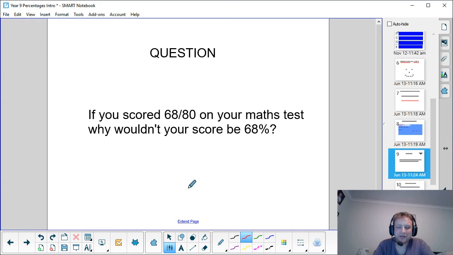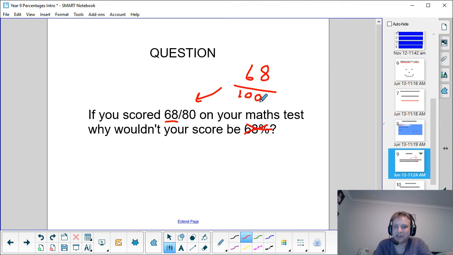Right, so as I was just saying, percentages are really good at taking fractions that are different, or things that are out of different amounts, and turning them into something we can understand better. So a question would be, if you scored 68 out of 80 on your maths test, why don't you get 68%? We got 68 marks. Why isn't it 68%? Of course, the answer is that this test is not out of 100. To get 68%, you'd need to get 68 out of 100.